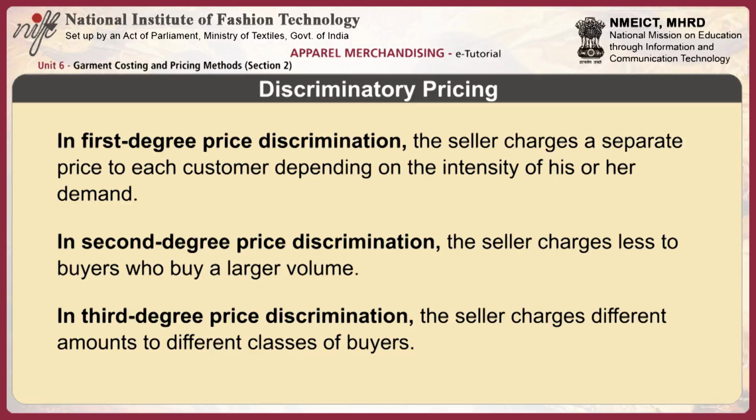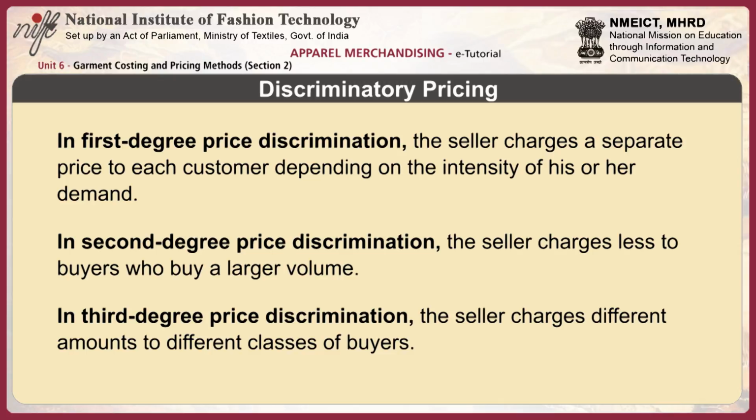In first-degree price discrimination, the seller charges a separate price to each customer depending on the intensity of his or her demand. So based on the intensity of demand, there can be a price charged. In second-degree price discrimination, the seller charges less to buyers who buy a larger volume. In second-degree discrimination, the customers who are buying in large volumes do invariably get discounts.